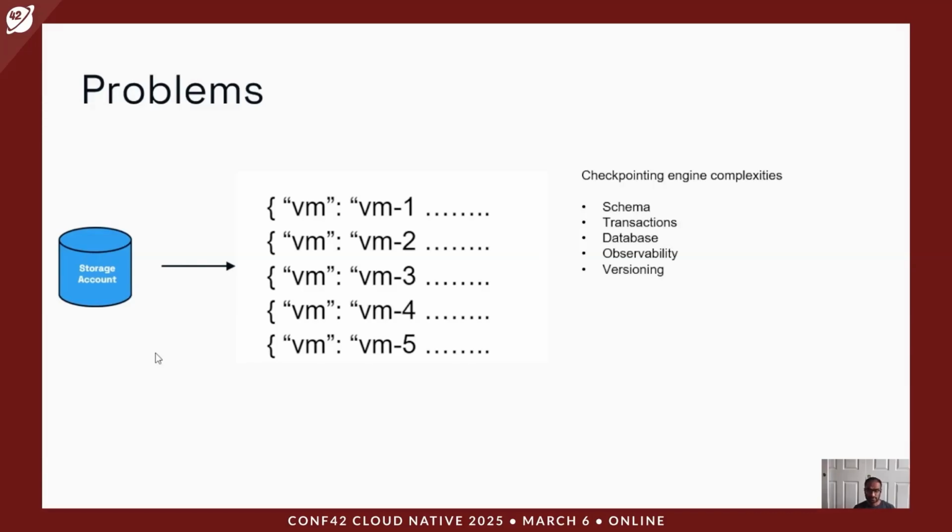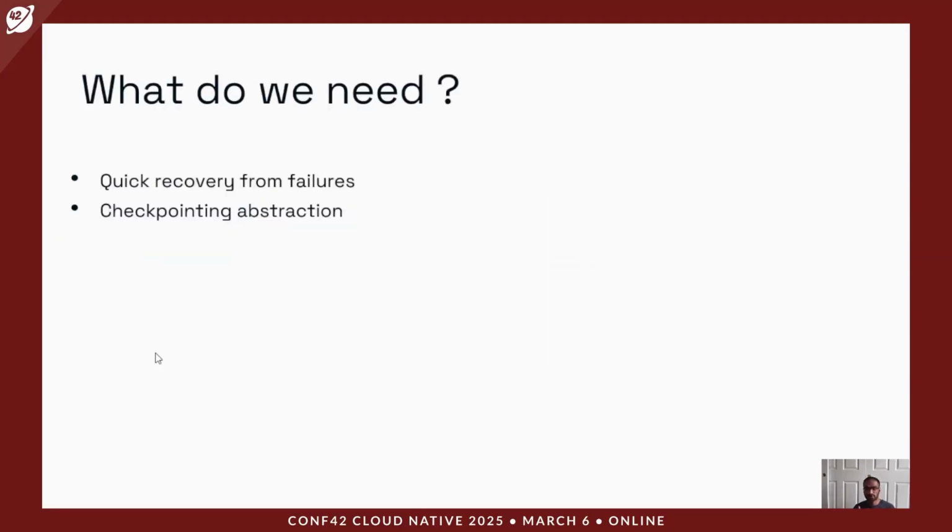How do we fix this? If I think about it, checkpointing is not something new. It has been there for a while, and we are not the first service to use this strategy. So there are two things I need. First, I want to recover from failures. And second, I want to abstract away the concept of building the checkpointing engine and see if there are any out of the box solutions available.